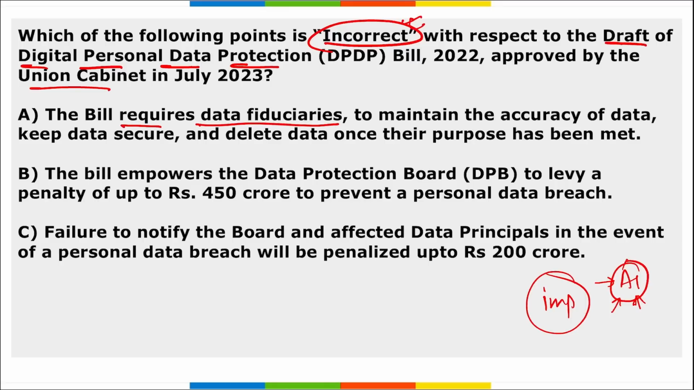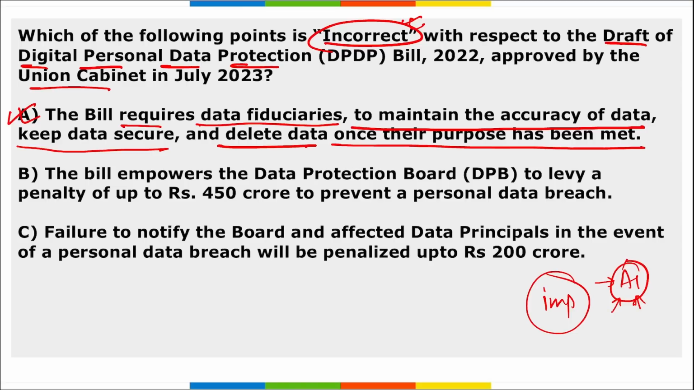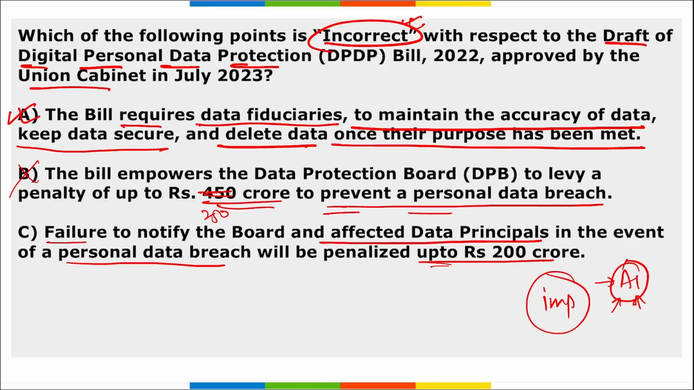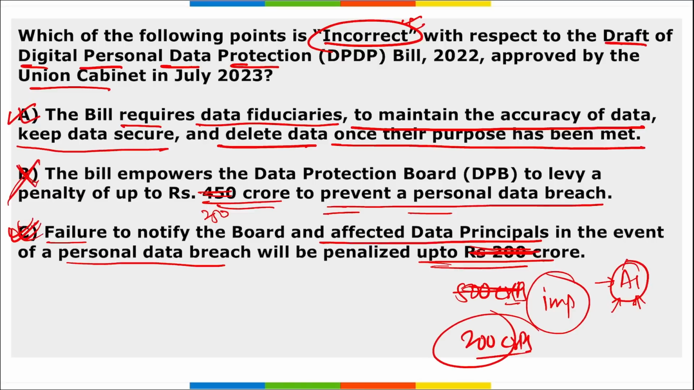Option A, the bill requires data fiduciaries to maintain accuracy of data, keep data secure, and delete the data once their purpose has been met. Otherwise, a heavy penalty will be incurred on them. So option A is correct. Second, the bill empowers the Data Protection Board to levy a penalty of up to 450 crore to prevent the personal data breach. So it is not 450, actually it is 250 crore rupees to prevent the personal data breach. So option B is incorrect. C, failure to notify the board and affected data principals in the event of a personal data breach will be penalized up to 200 crore rupees. Sorry, option C is exactly right here because it is 200 crore only, right? So options A and C are correct. Only B is wrongly mentioned here.